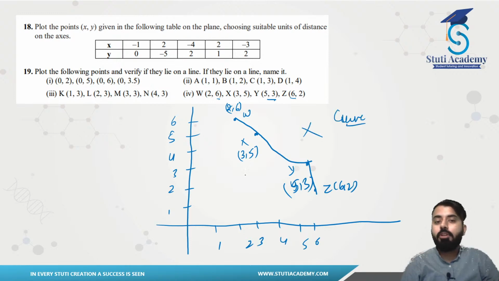So remember, this will not be the case. These 3 will be the case. Also, that could have happened if they had something like this. Let's say (2, 6), (3, 5), (4, 4), and let's say (5, 3), (6, 2). Then all of the points will be lying like this. So that can also happen.